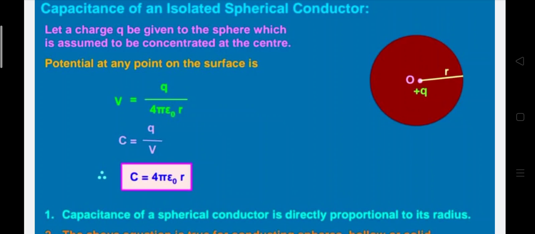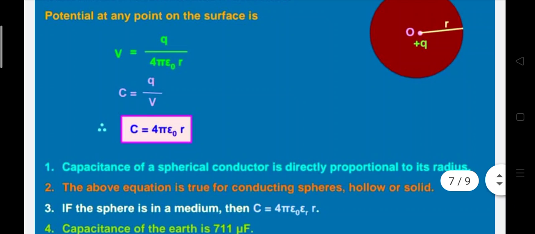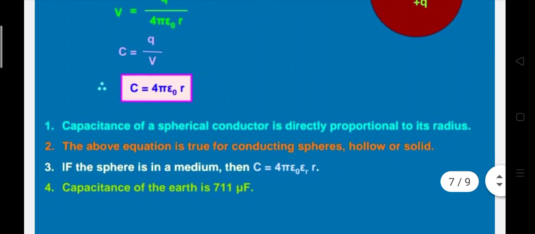Then the potential at the surface of the sphere is given by the formula 1 upon 4 pi epsilon naught Q upon R volt. So the formula for V is equal to 1 upon 4 pi epsilon naught Q upon R. Then capacitance is the ratio of the charge to potential, so C is equal to Q upon V. The capacitance of a spherical conductor is C equal to 4 pi epsilon naught R farad.